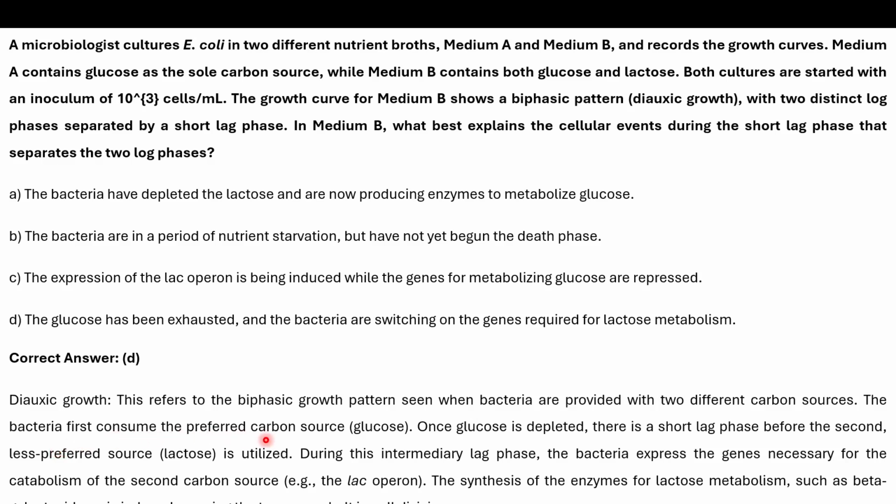The bacteria first consume the preferred carbon source, which is glucose in this case, and once glucose is depleted, there is a short lag phase before the second and less preferred source, which is lactose. During this intermediate lag phase, the bacteria express the genes necessary for the catabolism of the second carbon source. For example, the lac operon genes are turned on and expressed, and enzymes like beta galactosidase are synthesized. The synthesis of the enzymes for lactose metabolism, such as beta galactosidase, is induced, thereby causing the temporary halt in cell division. Okay, so the correct answer is option D.